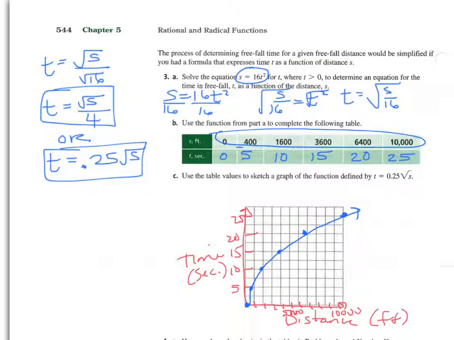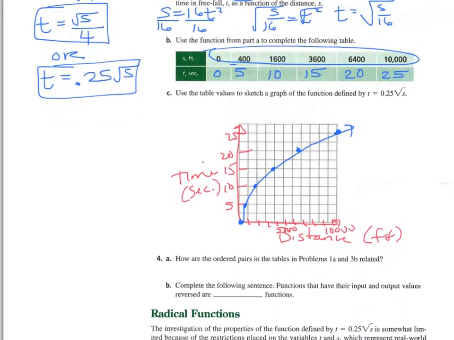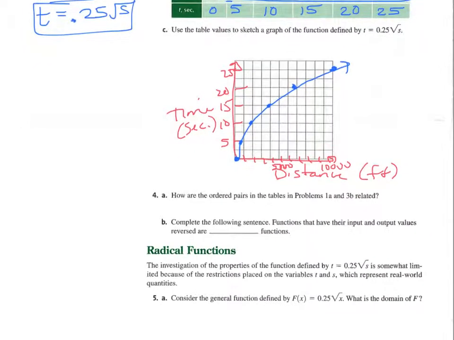Okay, and then I graphed it. So we're really going to look at the graphs of these together, on what these two things look like. Our next step down here, fill that out and catch up with me after that. How are the ordered pairs in these two tables related?